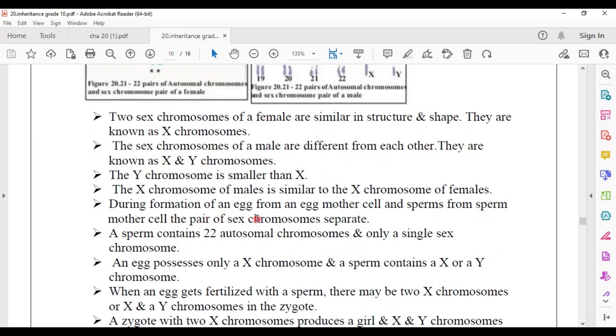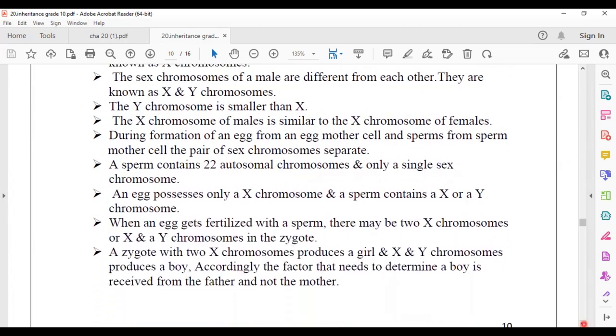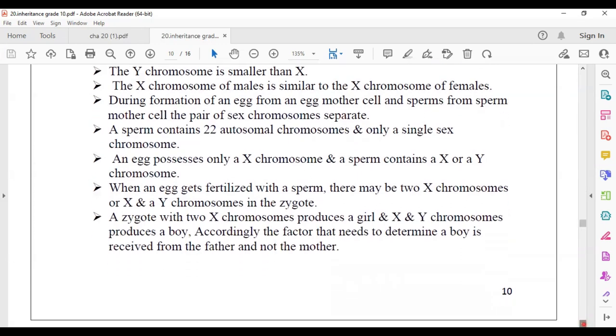During formation of an egg from an egg mother cell and sperms from sperm mother cell, the pair of sex chromosomes separate. When formation of the male gametes, they are the sperms, and when formation of the female gametes, they are the eggs, these pair of chromosomes are separating. We will see how they are separating. A sperm contains 22 autosomal chromosomes and only a single sex chromosome. An egg possesses only an X chromosome, and a sperm contains an X or a Y chromosome.